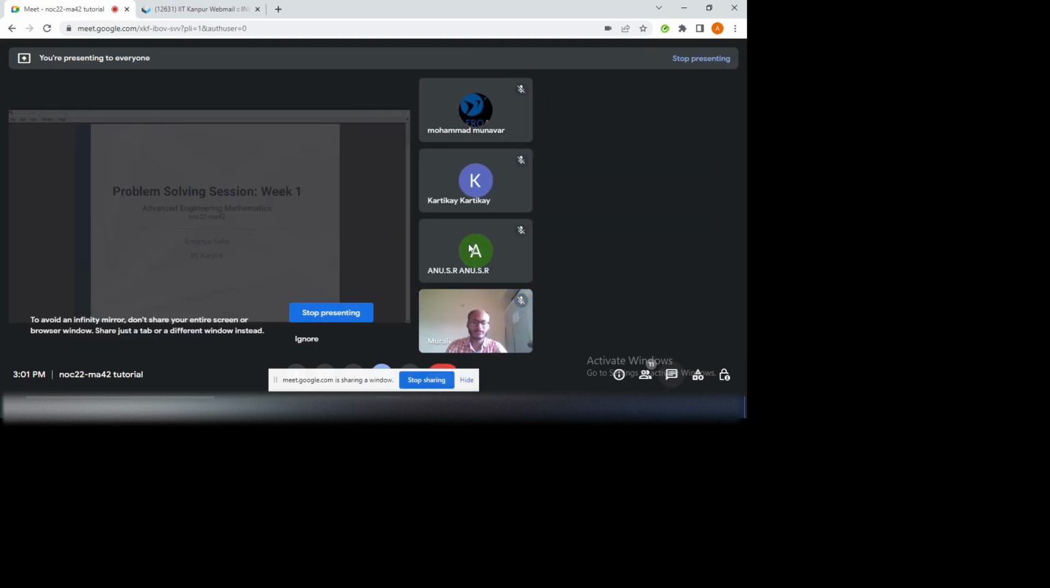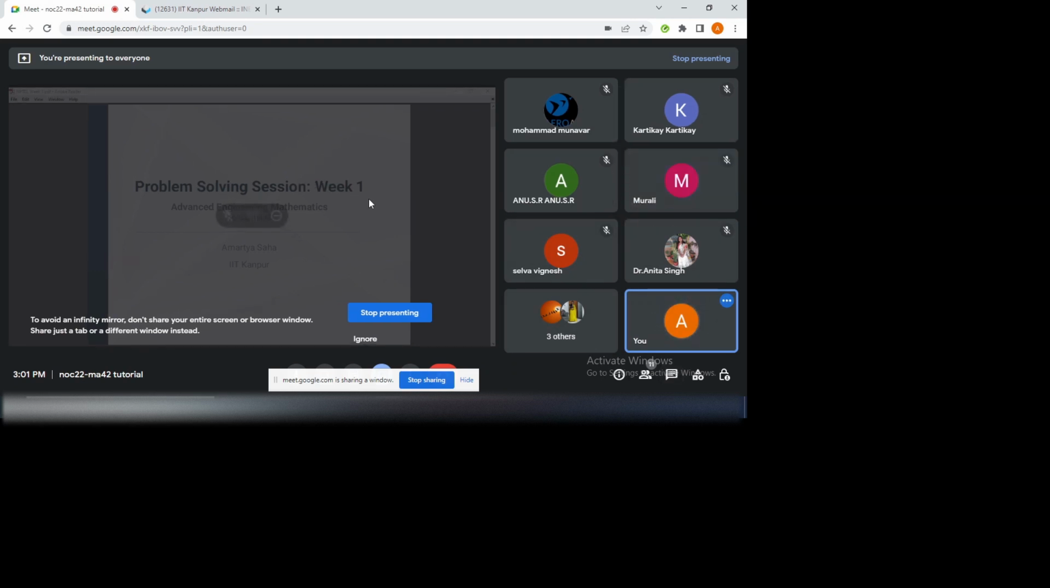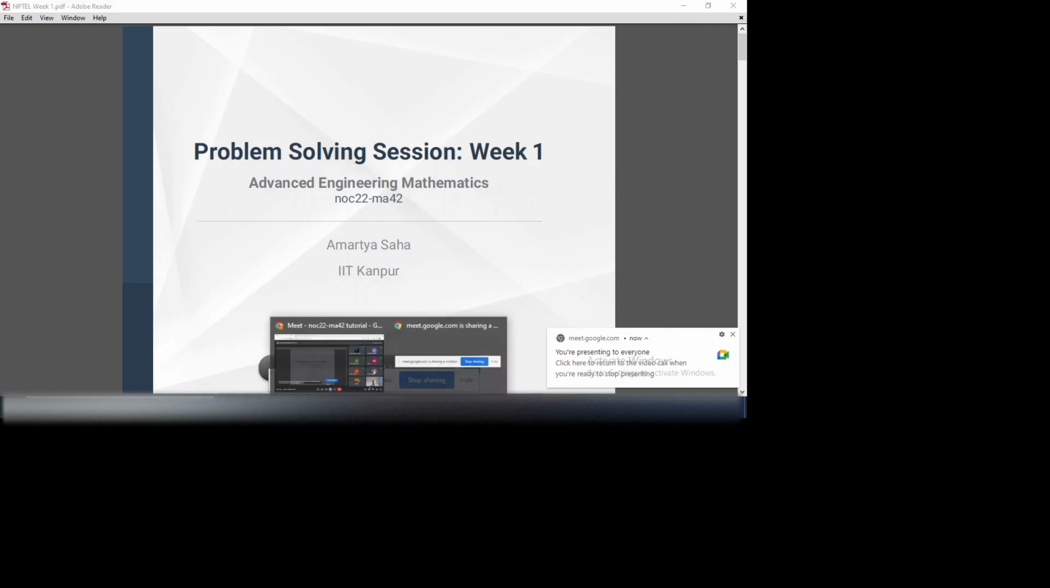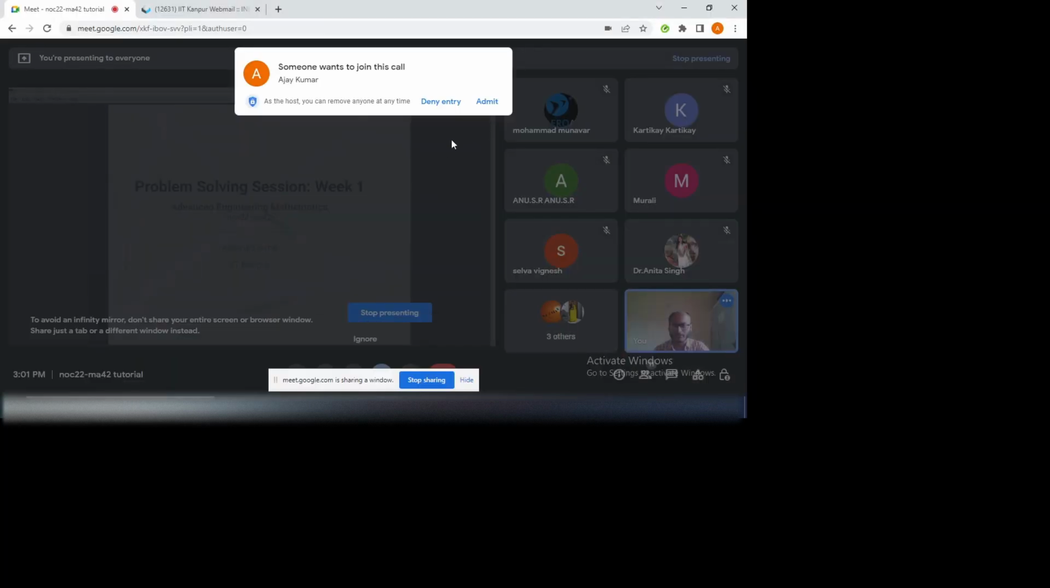Okay, I guess then we have to communicate through this chat box. So I'll start the problem solving session now. I hope you all can see the screen. This is the first page. I am Amurto Shah, a PhD scholar from IIT Kanpur, and I'll be conducting this weekly problem solving session on this Advanced Engineering Mathematics course.